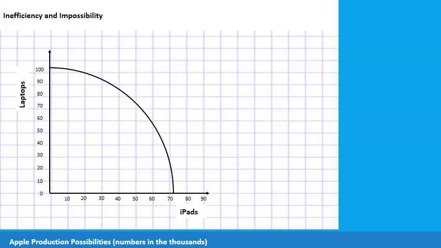Okay, so this next slide, we want to look at inefficiency and impossibility. So when we're talking about this, let's take point A in this case. So point A is inside the line. So points inside the curve are always possible, but never efficient. Any point inside that curve is absolutely producible. You can do it all day long, but you don't want to.